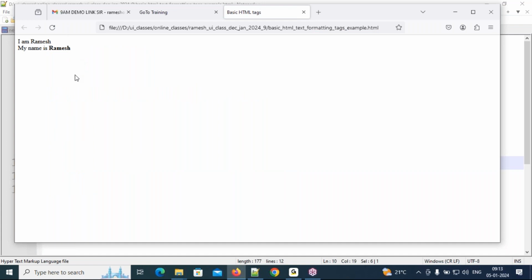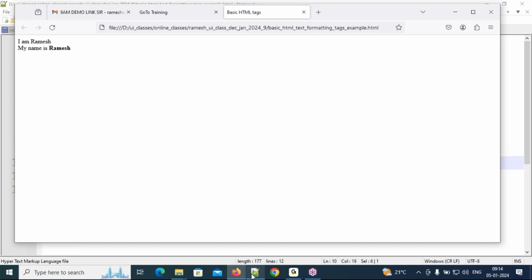Refresh. What is this? Ramesh. How is it coming? Bold letter. Sir, the B tag is also there, no? Yeah, the B tag is also there, Devesh. But nowadays nobody uses the B tag. Everybody uses the strong tag only, because for SEO purposes there will be advantages. Okay, Devesh.